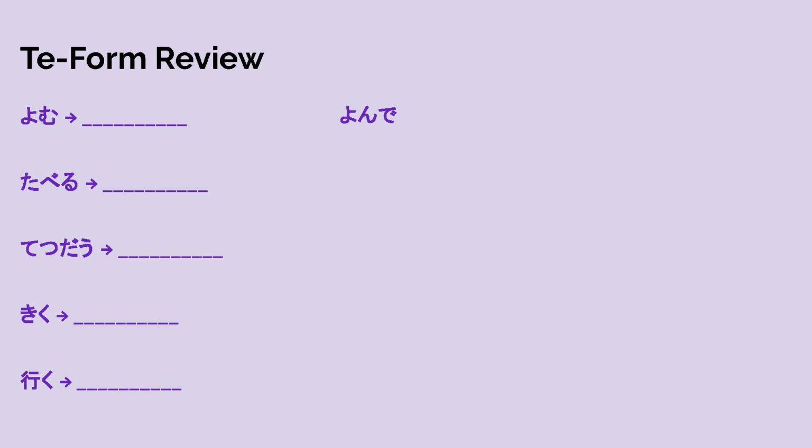Next is taberu, to eat. That is a group 2 verb, which is really easy. You just drop the ru and add te, tabete. Pretty easy. We like root verbs for conjugations. They're so easy, and we love them.